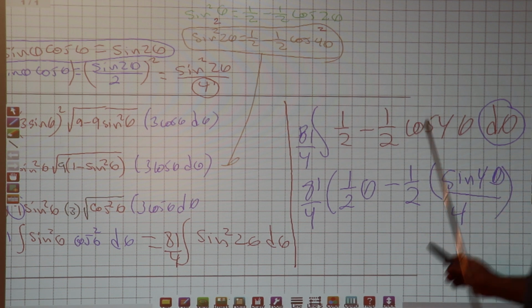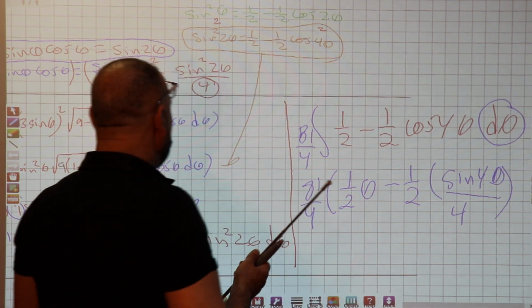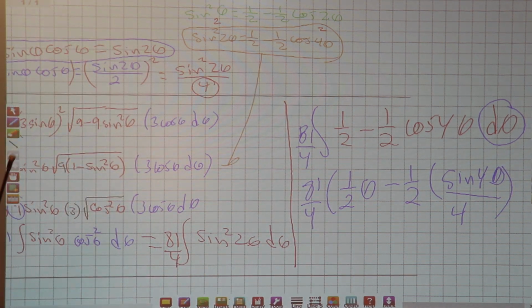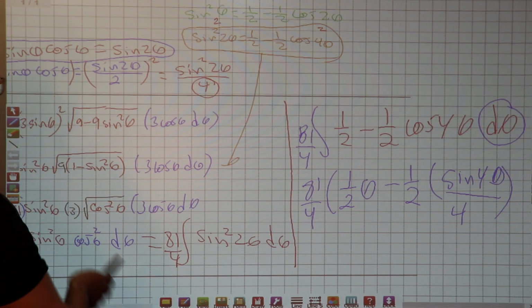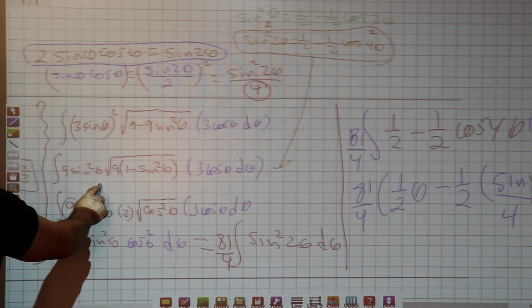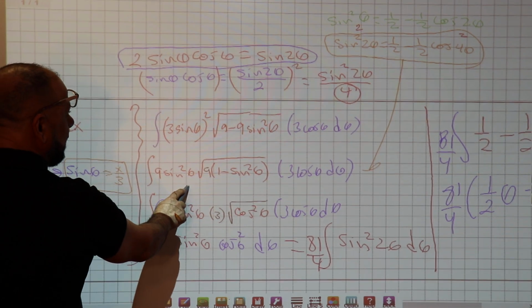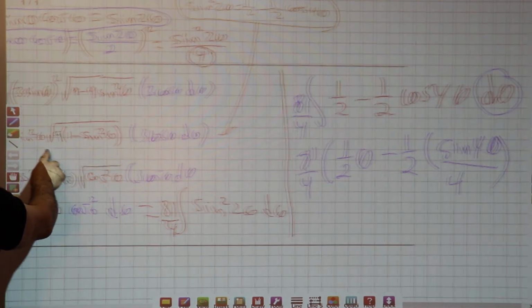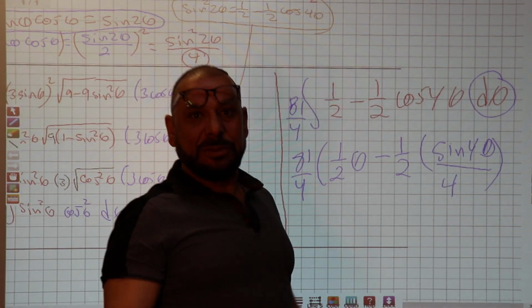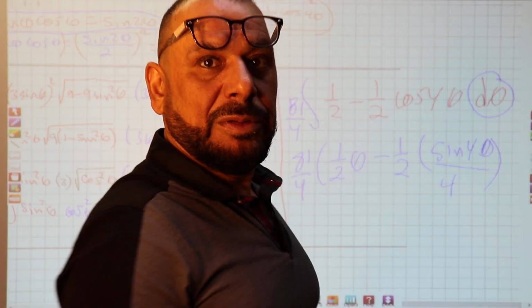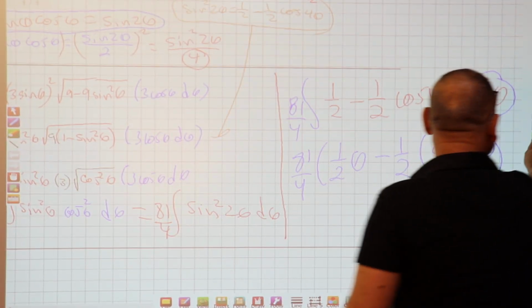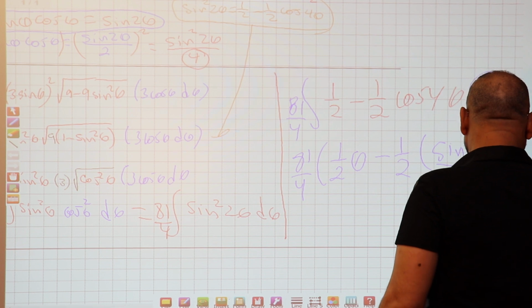Now let us go back to our old problem. We can change the limit here. Theta is pi over 2, right? Plus c, plus c, and a different integration.